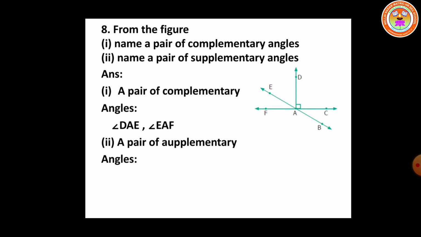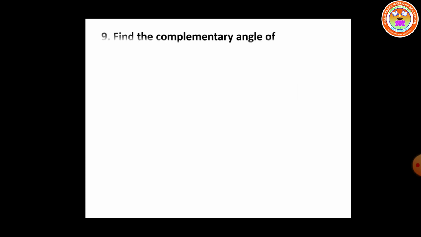Next one, a pair of supplementary angles. Supplementary angle means 180 degree. If I consider the line CF, here the angle at the point A is 180 degree. In between we have another ray AD. Therefore we can give the name of supplementary angles as FAD and DAC. FAD and DAC. Let us move to the next one.